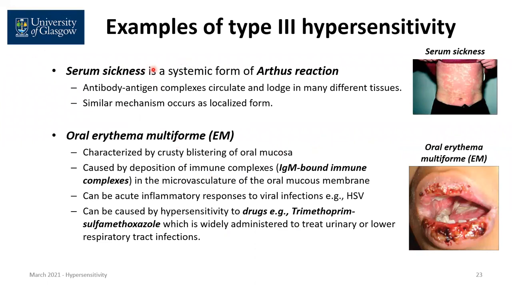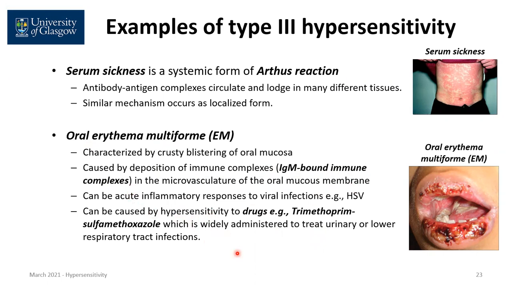There are other examples. Serum sickness is ultimately a systemic form of Arthur's, where you have these antibody-antigen complexes circulating and lodging in different tissues. But the mechanism is very similar to what we described in the previous slide. In terms of the oral cavity, you have oral erythema multiforme, which is characterized by blistering of the oral mucosa. It's predominantly because of deposition of immune complexes, specifically IgM-bound immune complexes, within the vasculature of the oral mucosal membrane.